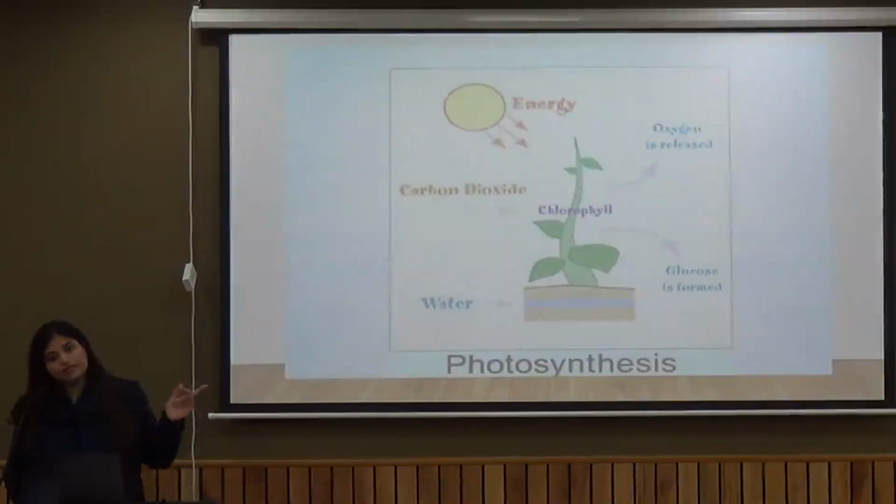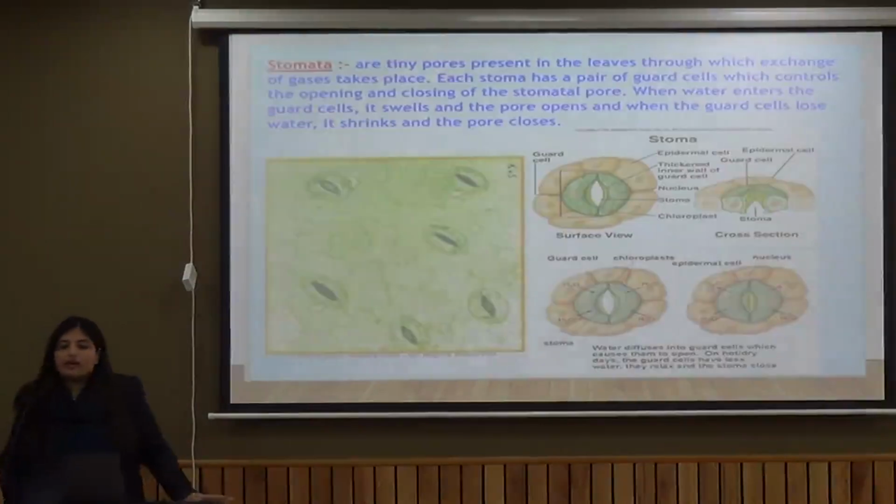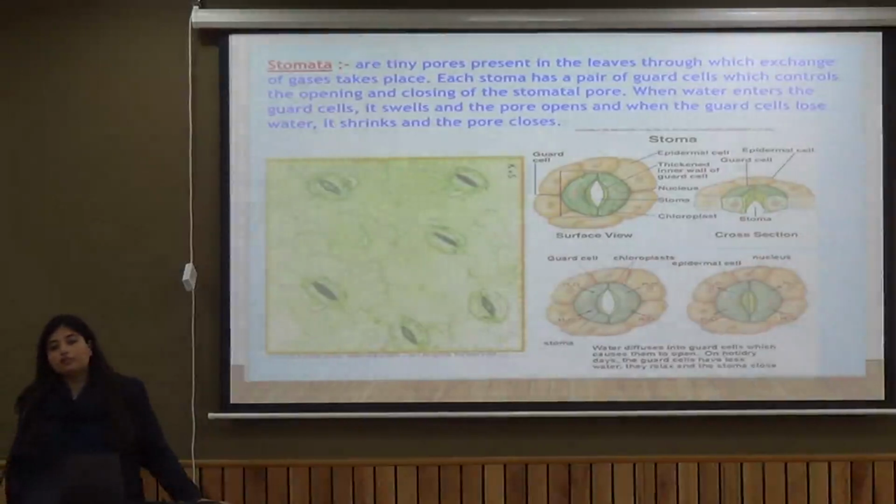So you must have seen this diagram of photosynthesis in your previous classes. Just take a quick recap of this. Okay, now let's discuss stomata. All of you have studied about stomata and they are present in plants. What is the function of stomata and how does the stomata look like?